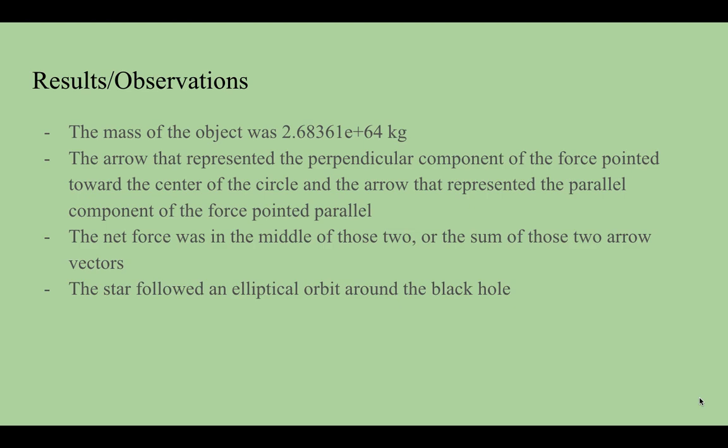So our results showed that the mass of the object was approximately 2.7 times 10 to the 64th kilograms, and the arrows that represented the perpendicular component of the force point towards the center of the circle, or n-hat, which is what we expected, and the arrow that represented the parallel component of the force was parallel. And the net force is in the middle of these two, or the sum of the two arrow vectors, and the star followed an elliptical orbit around the black hole, which is typical of objects orbiting.